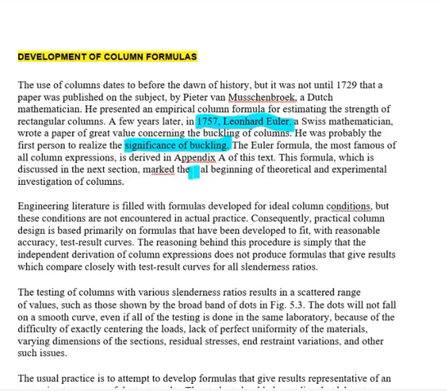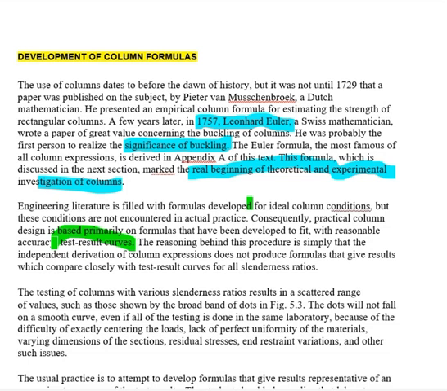of columns. So his contribution is major in finding out the theoretical and experimental investigation of columns. Engineering literature is filled with formulas developed for an ideal column conditions, but these conditions are not encountered in actual practice. Consequently, a practical column design is based primarily on formulas that have been developed to fit with a reasonable accuracy and test costs. What does it say is that in practical columns, it will have some imperfections.